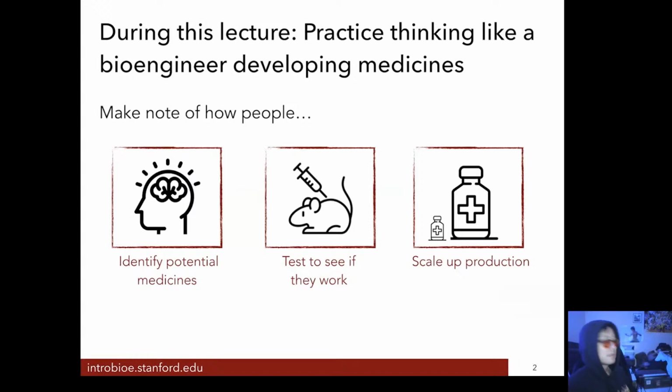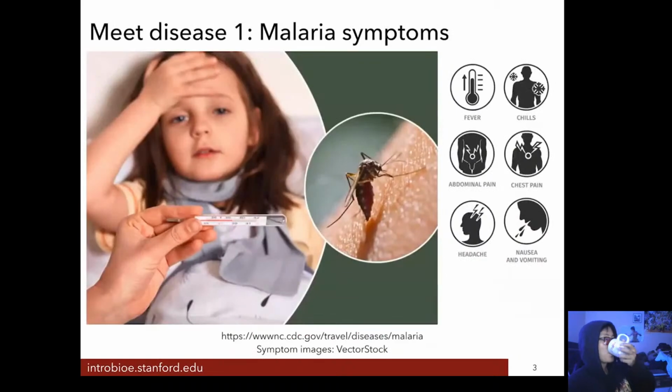Before we get to the medicines, we're going to talk about the diseases. I want to introduce you to malaria and syphilis. Hopefully they're not super familiar to you yet, but malaria is a very common disease, actually, so maybe it is. Malaria is transmitted from person to person by mosquitoes, and when it is infecting you, it causes fever and chills, abdominal pain, chest pain, headache, nausea, and vomiting. And it's still really prevalent.